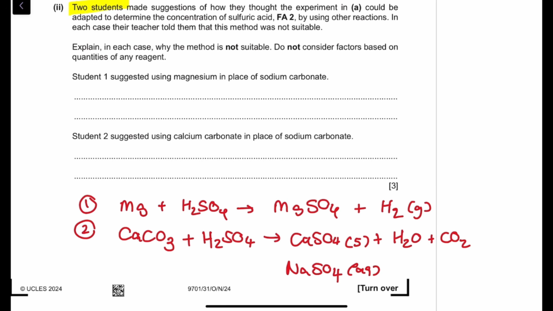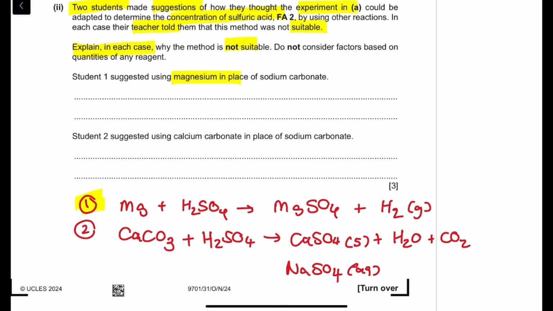Here it says that two students made suggestions on how they would improve the experiment to determine the concentration of sulfuric acid. In each case, the teacher told them that their methods weren't suitable. They want us to explain in each case why the methods are not suitable, and they don't want us to base it off of quantities of reagents.